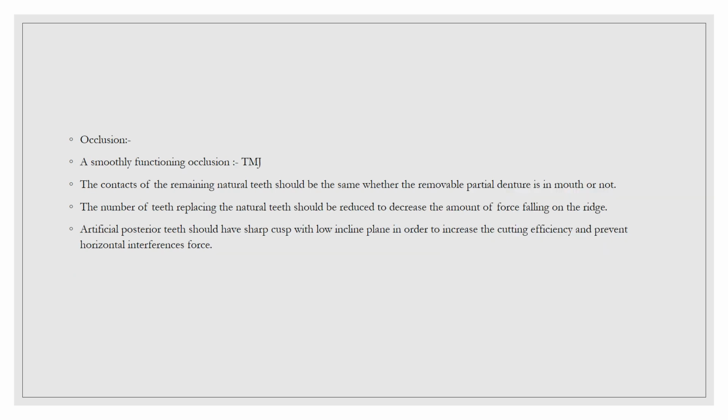So coming to the occlusion, a smoothly functioning occlusion has to have a good TMJ. The TMJ should be examined without any malformations or any problems. The contacts of the remaining natural teeth should be the same whether the RPD is in the mouth or not. So all the contacts should be equal and proper. If you place an RPD, you should not have a different contact or different occlusion. There should be a proper interdigitation.